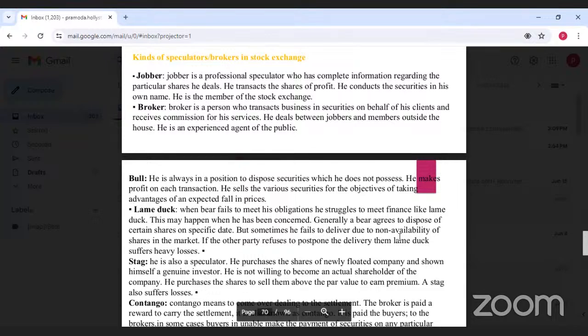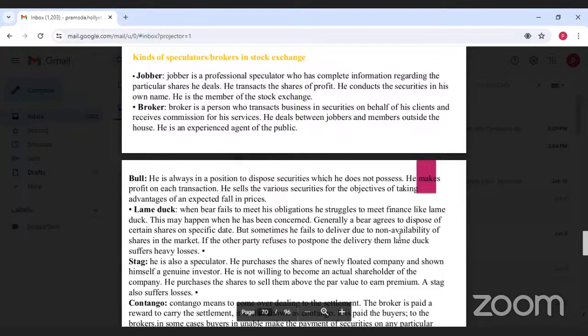Now, we'll start with the first one, jobber. Jobber is one of the members of a stock exchange who does the business of trading of securities, buying and selling of securities in his own name. That means he is the one who directly takes the profit through the transaction. He buys in his own name and sells in his own name, directly, in the stock exchange.